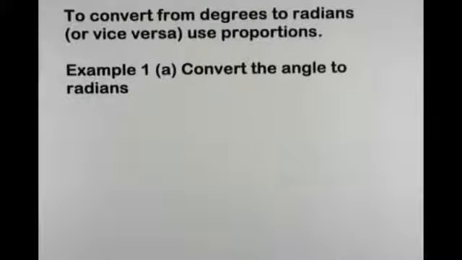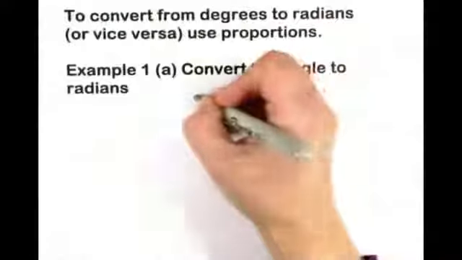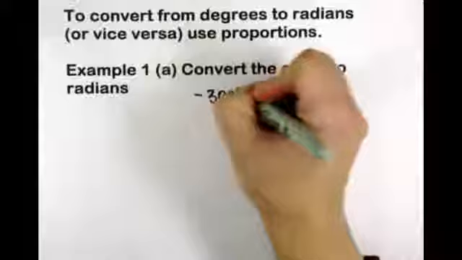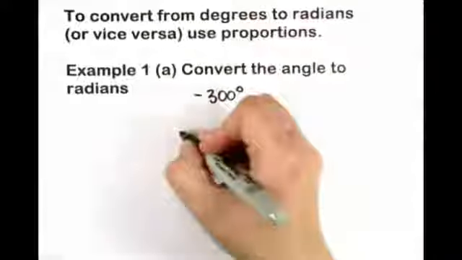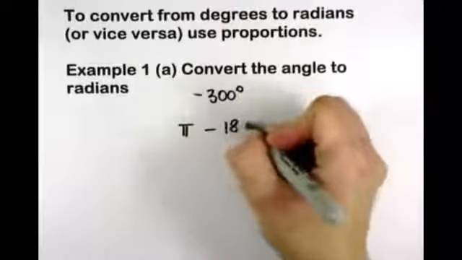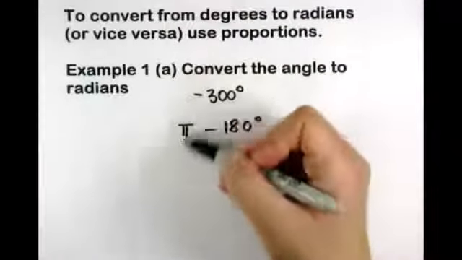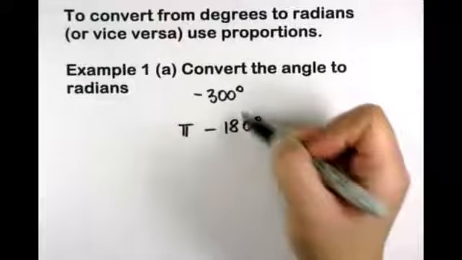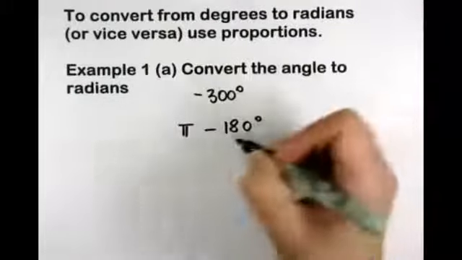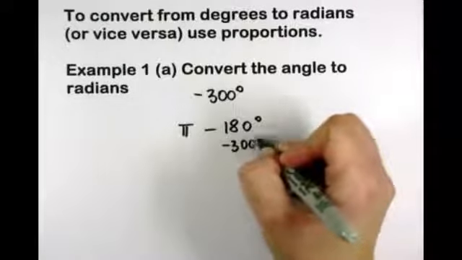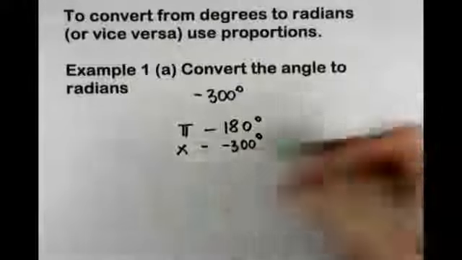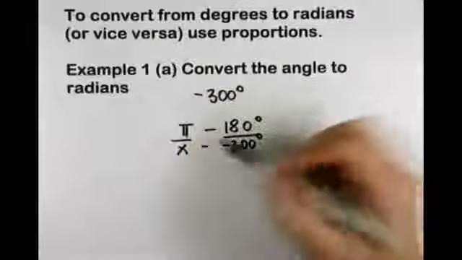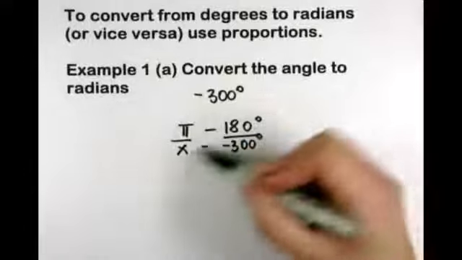For example, convert the angle to radians. The angle we have is minus 300 degrees. We use proportions of the known fact. We know that pi is 180 degrees. So on this side is going to be radians, and on this side is going to be degrees. So now I have minus 300 degrees, and I don't know what it is. That's called proportion. So now I can put the equal sign, and we can cross multiply.